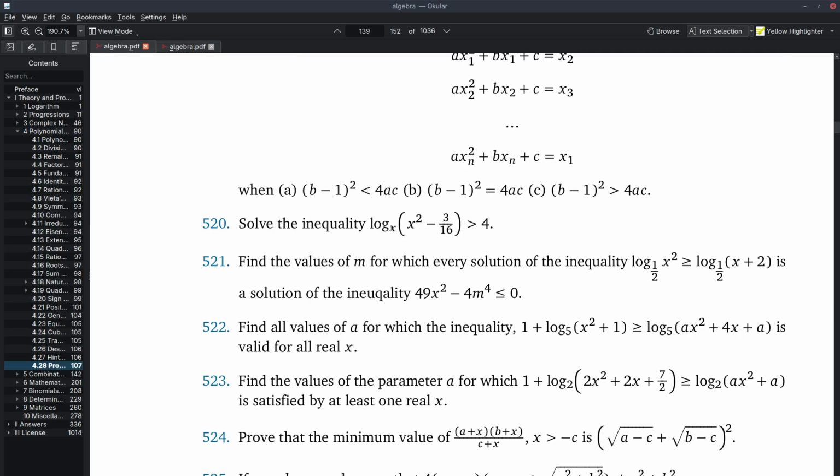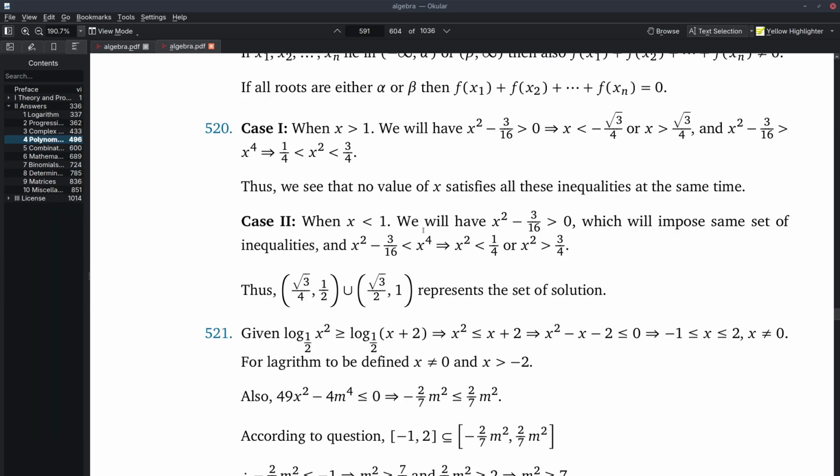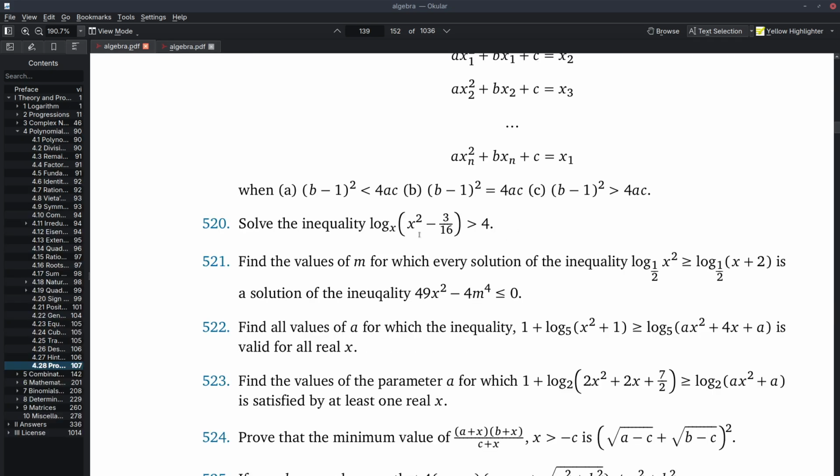And this will be less than 1 also. Hang on, let me see. This will be greater than 0 when x is less than 1. It won't be always greater than 0. There is a chance that it will become less than 0. Okay, let me think a bit. Case 2, when x is less than 1.